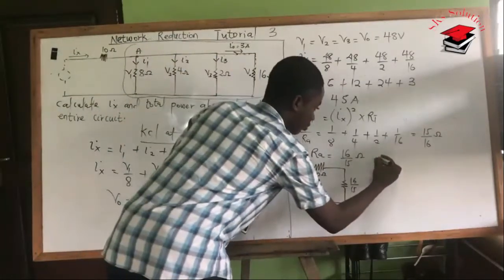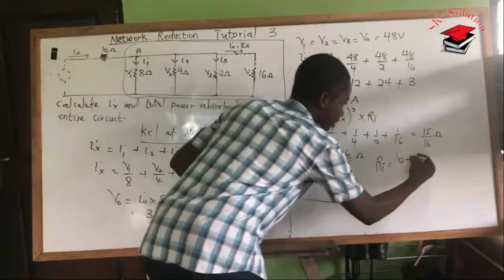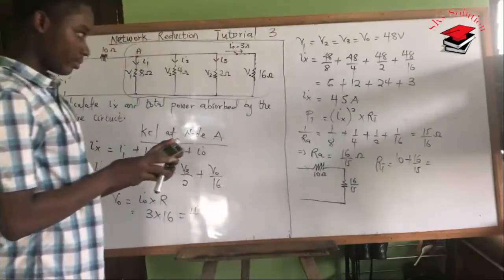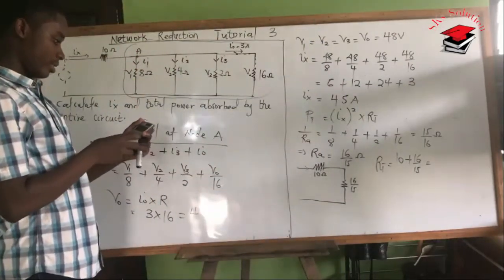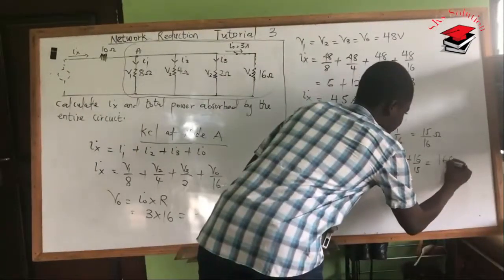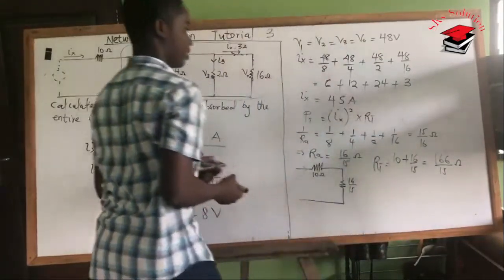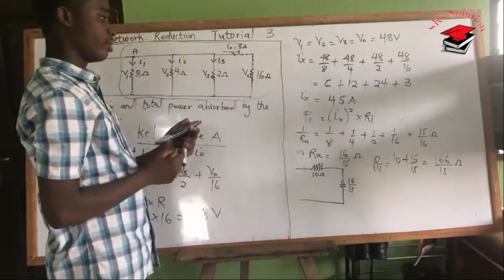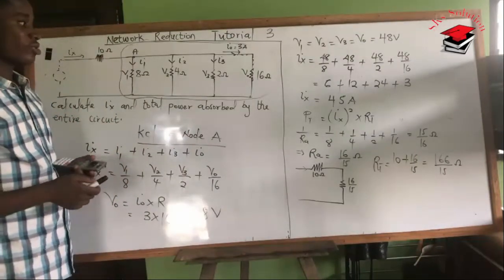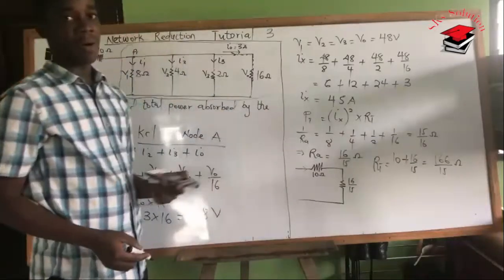So our total resistance RT is equal to 10 plus 16 on 15, which is giving us 166 over 15 ohms. That's the total resistance. 166 on 15 ohms. So we can now use the power formula to calculate the power absorbed.